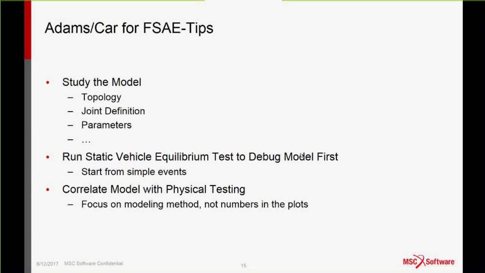And then if you have time, try to correlate your virtual model with physical testing. When we talk about correlation, you should always focus on your modeling method, not the numbers in the plots, so you are not just matching your simulation number with the physical testing number. With proper scaling and transformation, you can always make your model number match with testing, but you need to study something that can be carried over from vehicle to vehicle and make your model into a very predictive tool. It predicts vehicle performance reliably, and then you can use that in your future design.